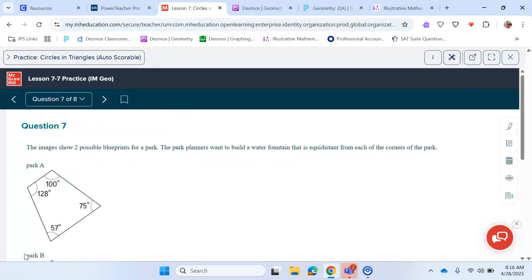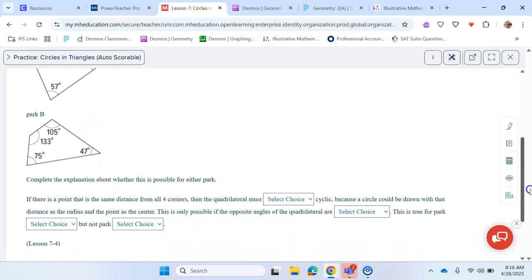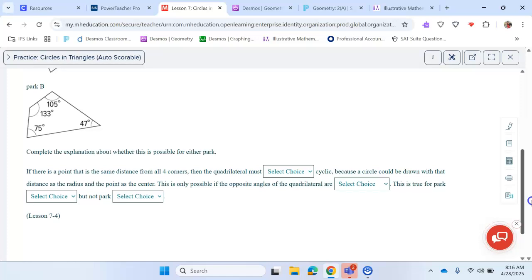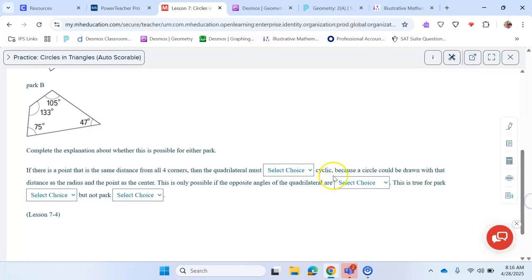Question 7. The image shows two possible blueprints for a park. The park planners want to build a water fountain that is equidistant from each of the corners of the park. There's Park A and Park B. Complete the explanation about whether this is possible for either park. If there is a point that is the same distance from all four corners, then the quadrilateral must be cyclic, because a circle could be drawn with that distance as the radius and the point as the center.